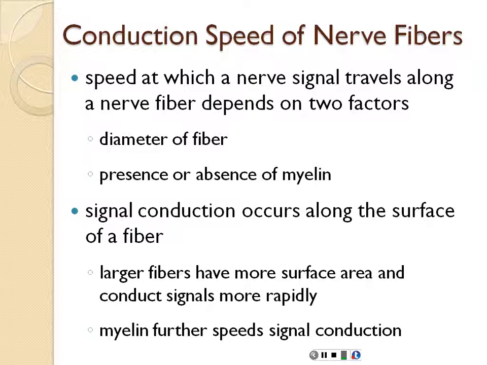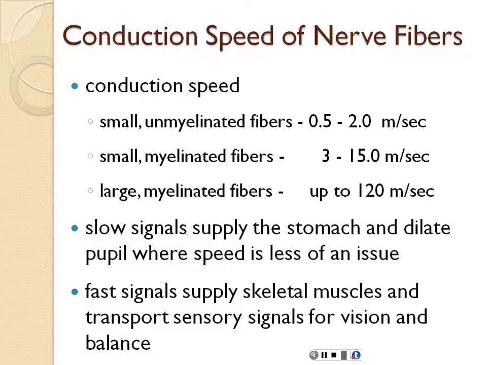Signal conduction occurs along the surface of the axon. Larger fibers have more surface area, and that allows them to conduct the signal much faster. And this is just a great example of a visual to allow you to see how fast axons are actually going to allow signals to travel along their path.